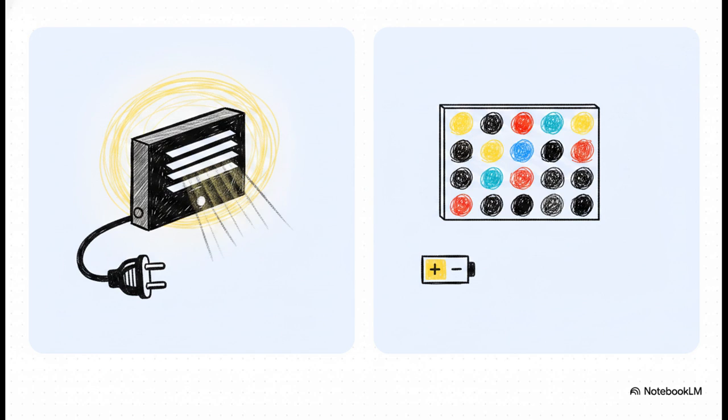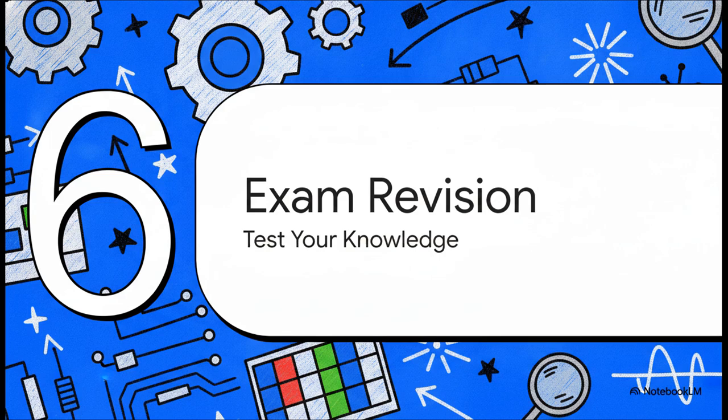Now look at the LED screen. Every single pixel produces its own light. If you want a perfectly black pixel, you literally just turn that pixel off entirely. Bam, infinite contrast. And without the backlight layers, it's significantly thinner, gives you much wider viewing angles, and sips way less power. Let's lock this all in. This is Section 6, Exam Revision.